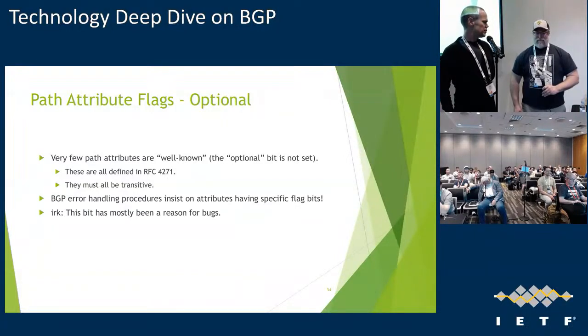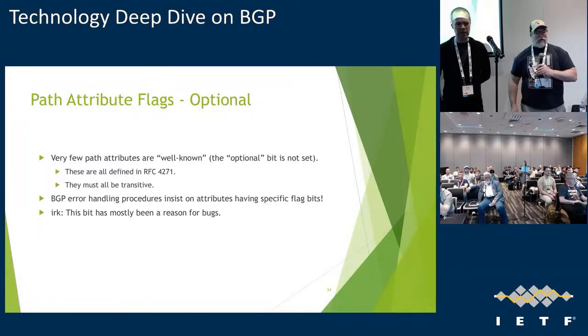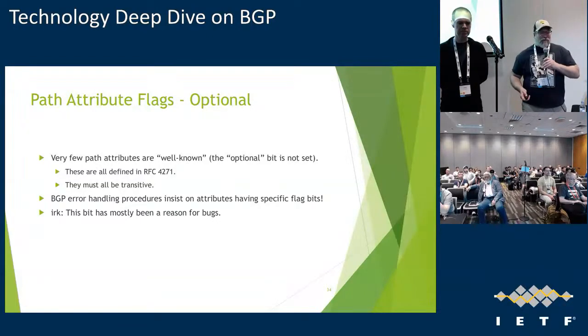Do we have another slide on that? One step down. Okay. The only relevant thing to mention here about the optional piece, as John mentioned, is that pretty much everything outside of a few attributes from 4271 is going to be optional. A few of them are mandatory. Mostly what this has done for us, outside of historical nature, has led to bugs.